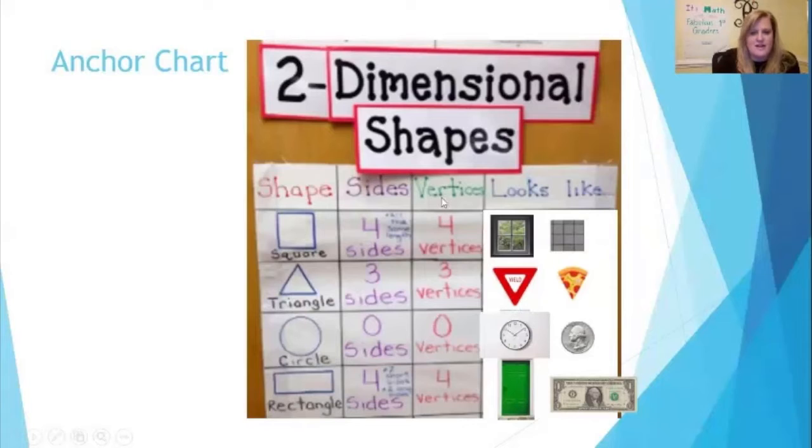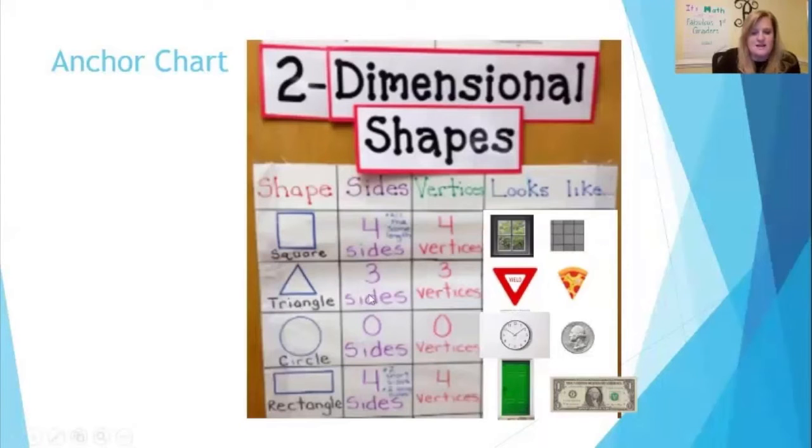We talked about how it has 4 vertices, which are where the 2 sides meet or come together. Things that you can find in the shape of a square. A window is in the shape of a square. You might see tiles in a bathroom or on the floor that are in the shape of a square.